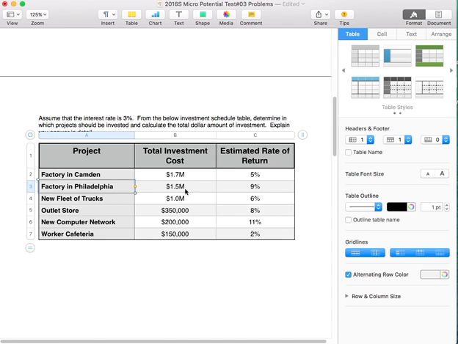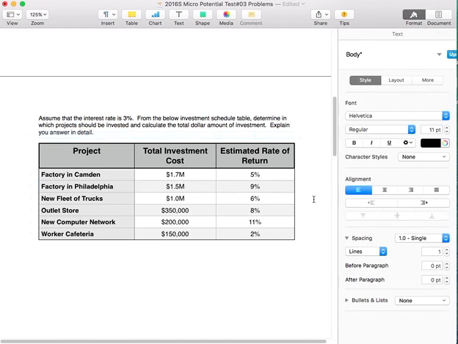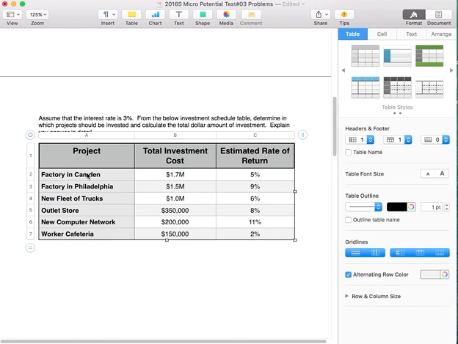We can build a factory in Philadelphia. It is estimated that that will have a 9% rate of return on our investment, which is greater than 3%, so we will invest in that investment also. And actually, I don't want to do that. Let me actually do something here and just highlight these.